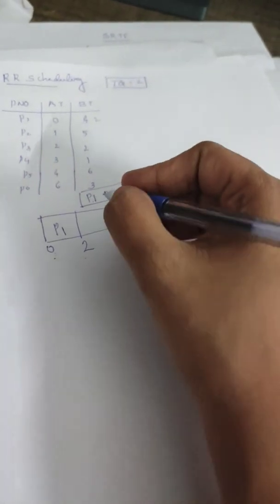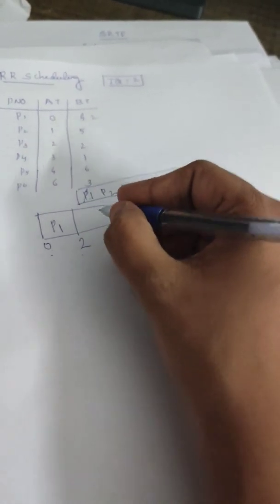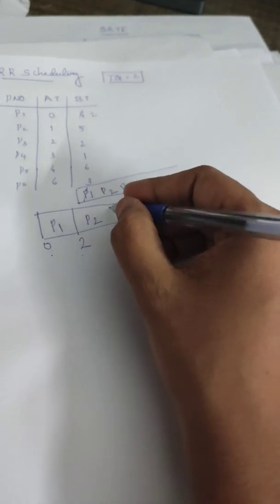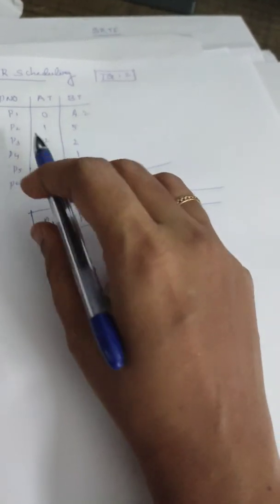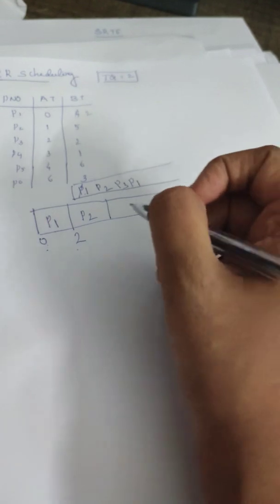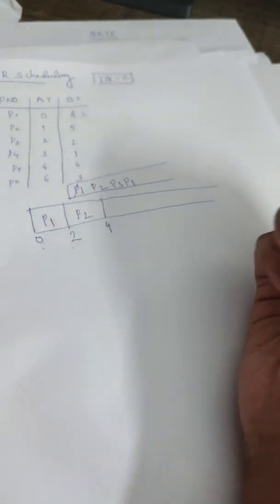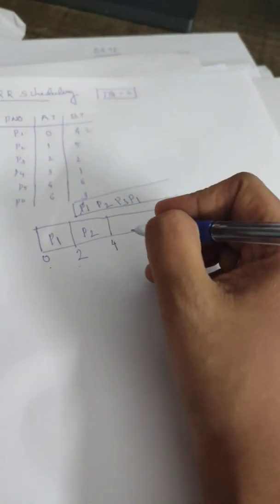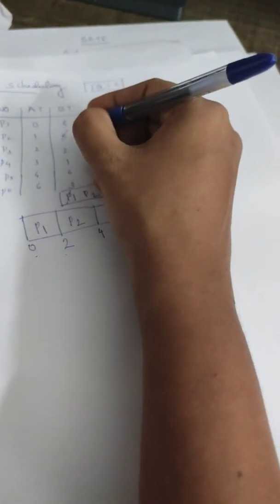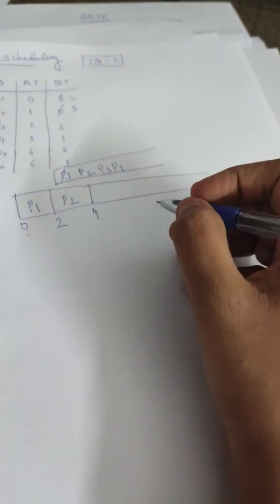Now this P1 is over, so you take P2 and assign it to the CPU. For process P2, the total burst time is 5 milliseconds, but the time quantum is 2. So process P2 will take only 2 milliseconds, and the remaining is 3.